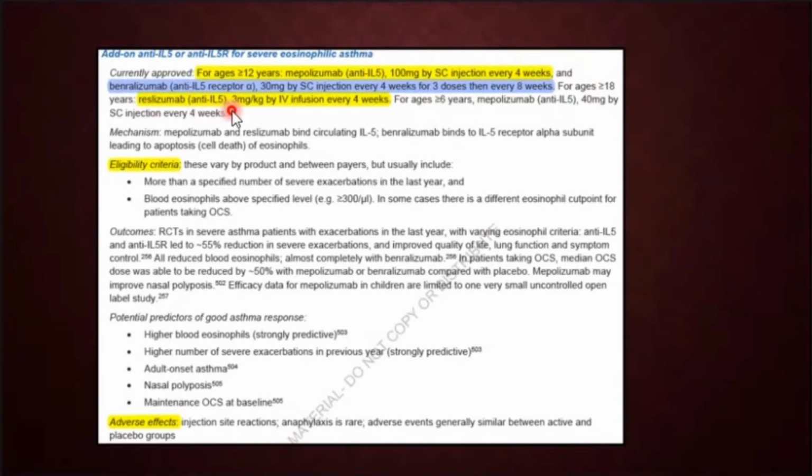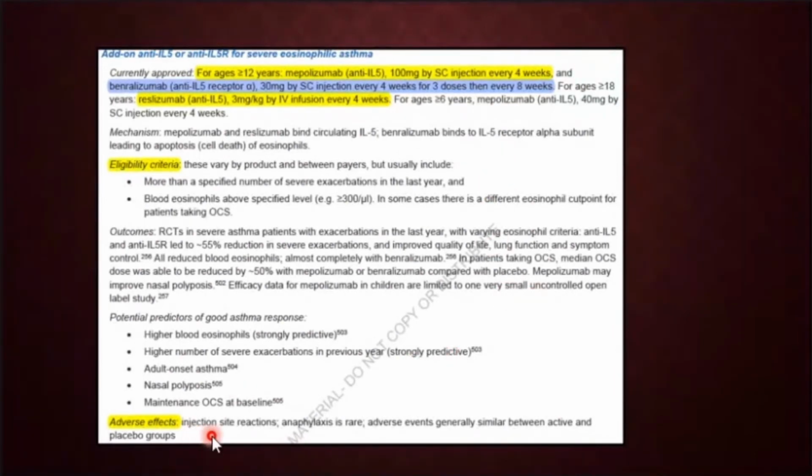Reslizumab is given at a dose of 3 mg per kg by IV infusion every 4 weeks. Okay. So mepolizumab and reslizumab, they are anti-IL-5, they bind to IL-5. Benralizumab is the only one which binds to the IL-5 receptor alpha subunit, leading to apoptosis of the eosinophils. So basically, they cause a marked reduction of the eosinophils, and if there are decreased circulating eosinophils, then there is definitely a decrease in all the effects due to eosinophils, such as the release of the cationic protein, and all the others will be decreased. Okay.